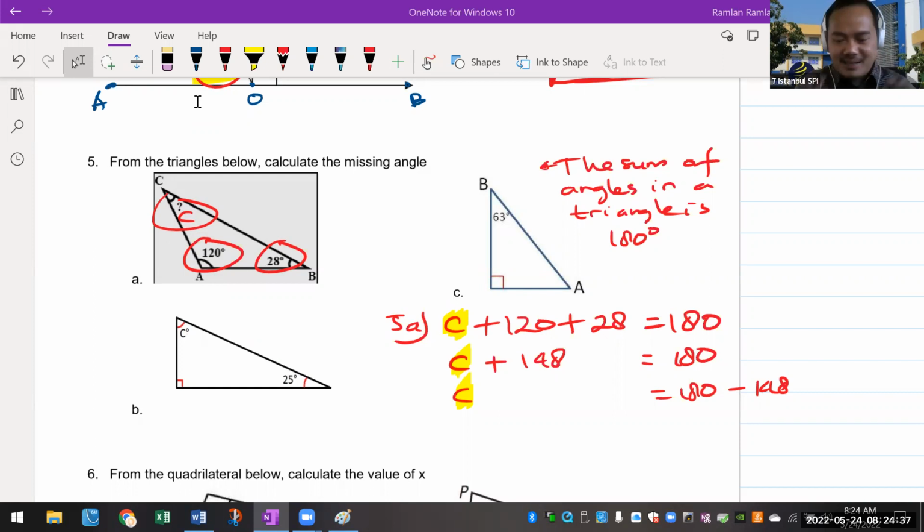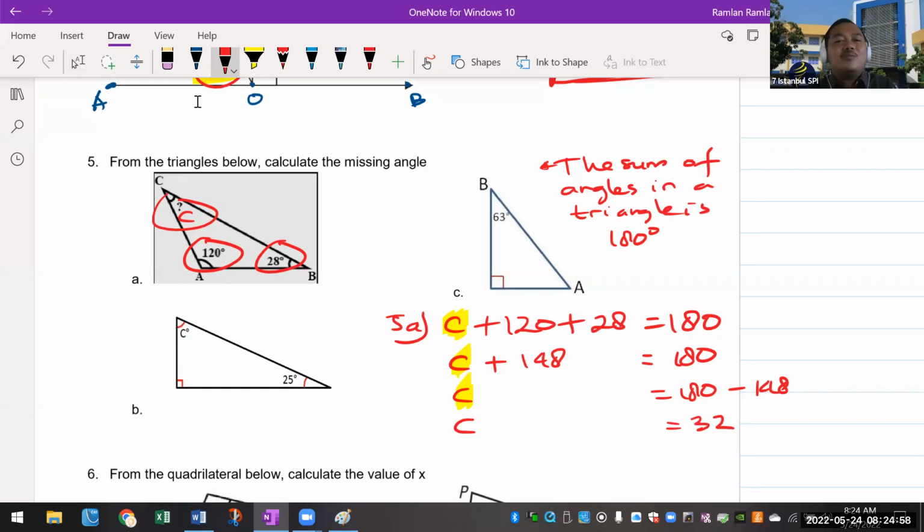Okay, the next thing we do is this. Again guys, you can use a calculator. 180 minus 148 is equal to 32, right? So that would be C equals 32. That's it, right? That's it.